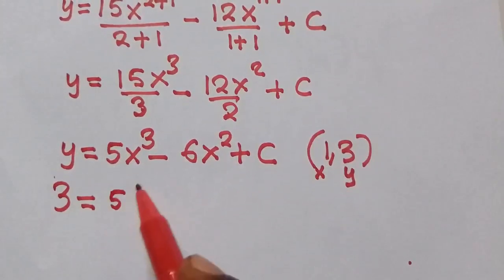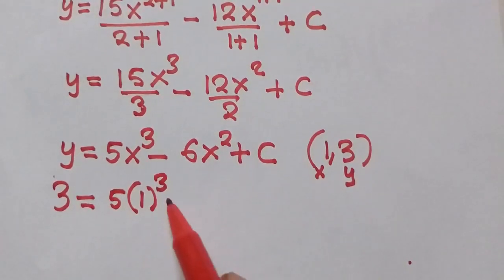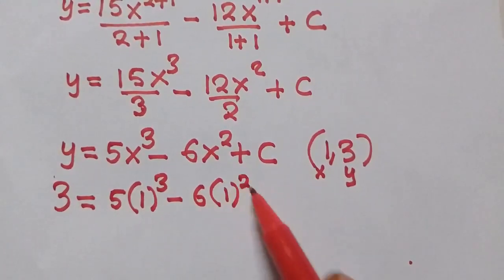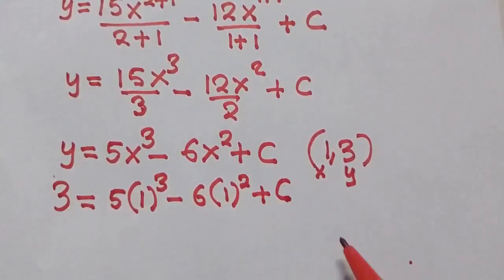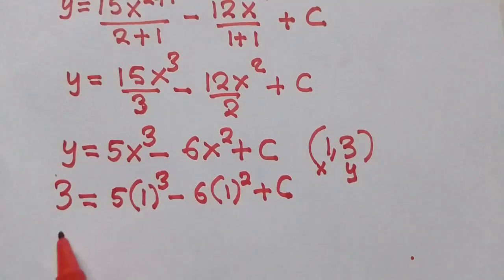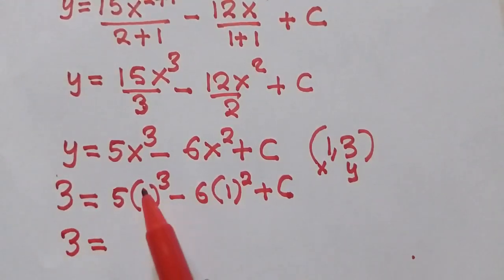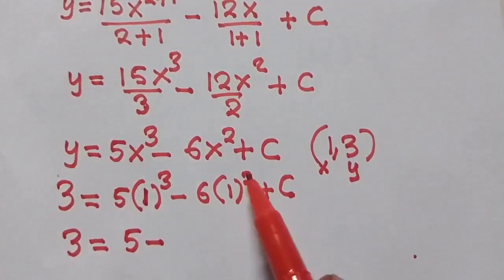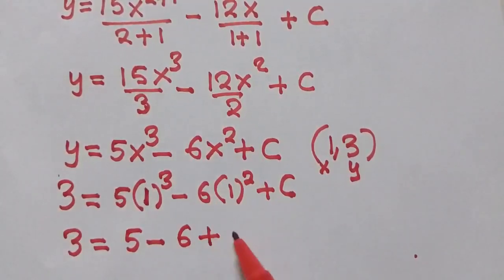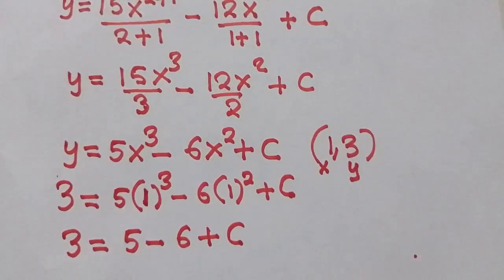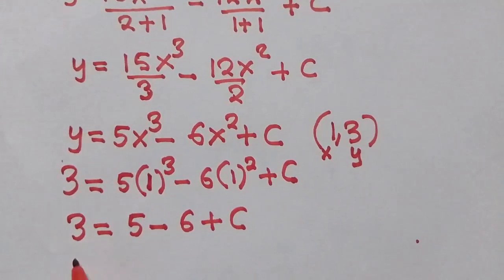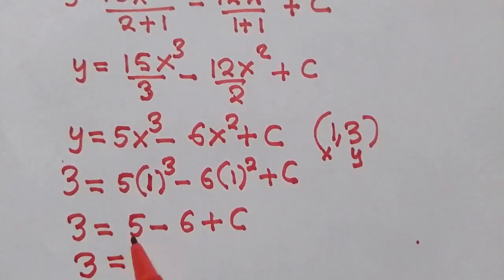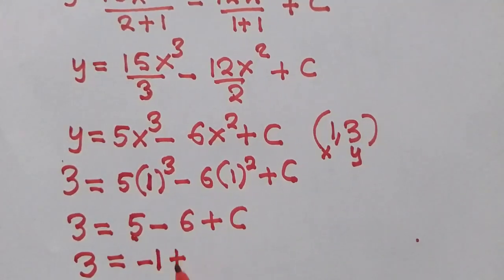So 3 is equal to 5 times 1 cubed minus 6 times 1 squared plus c. What is 1 cubed? It is 1 times 5, 5, minus 1 squared, 1 times 6, 6, plus c. So here you say 3 is equal to, what is 5 minus 6? Negative 1 plus c.